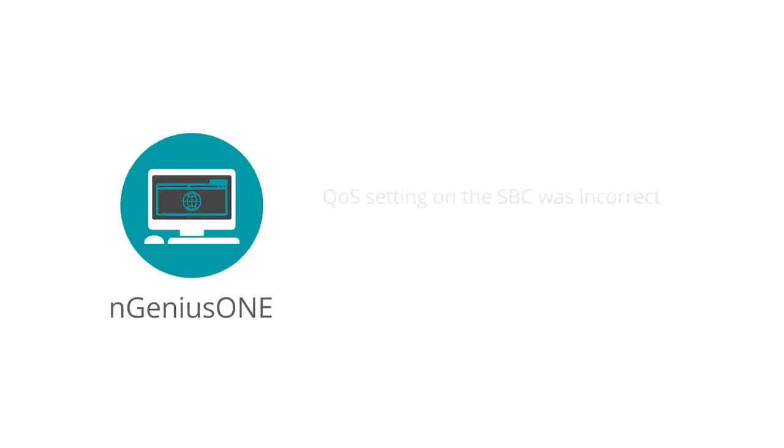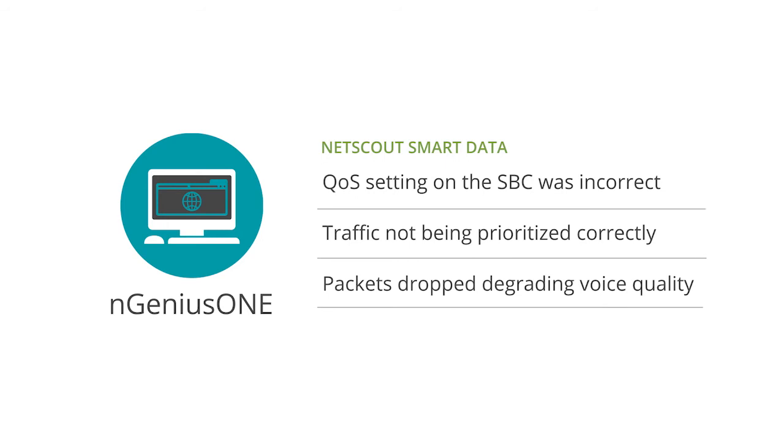But that's not helpful. This was a big project, and it wasn't just about deploying SBCs and SIP trunks. Many other components were reconfigured as well. Many teams were involved in the solution. The blame game started, and the problem did not get resolved. However, with NETSCOUT Smart Data deployed, they were able to see what was going on. The answer just bubbled up to the surface in the nGeniusONE console.